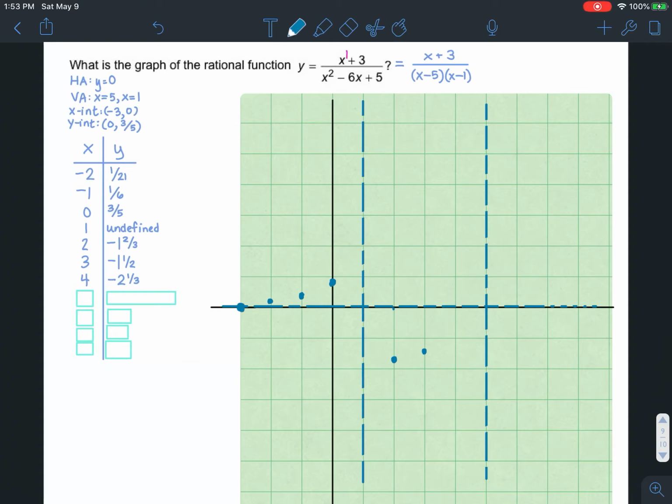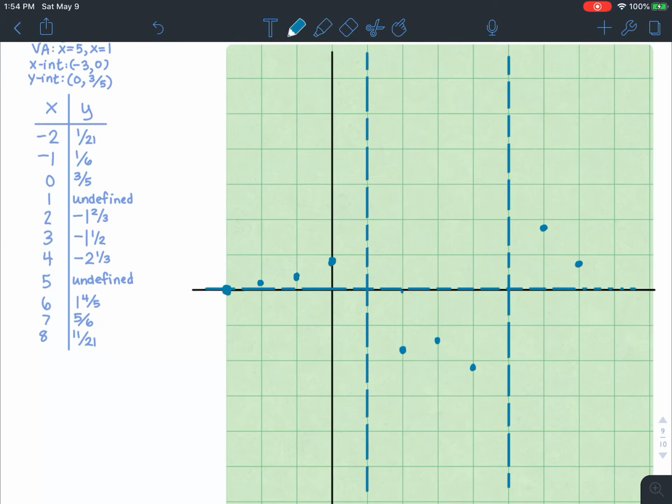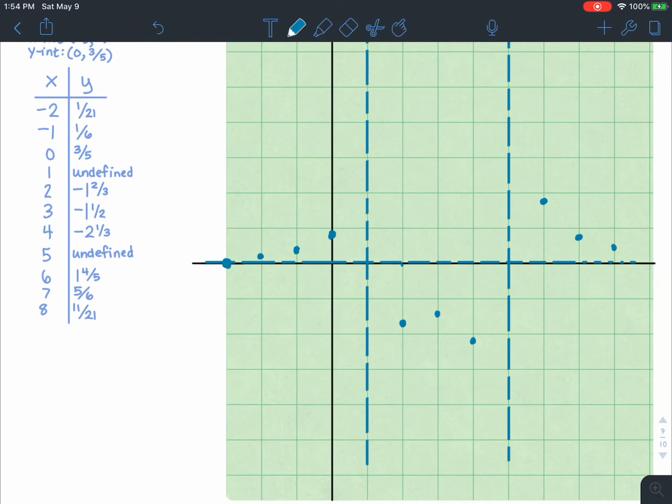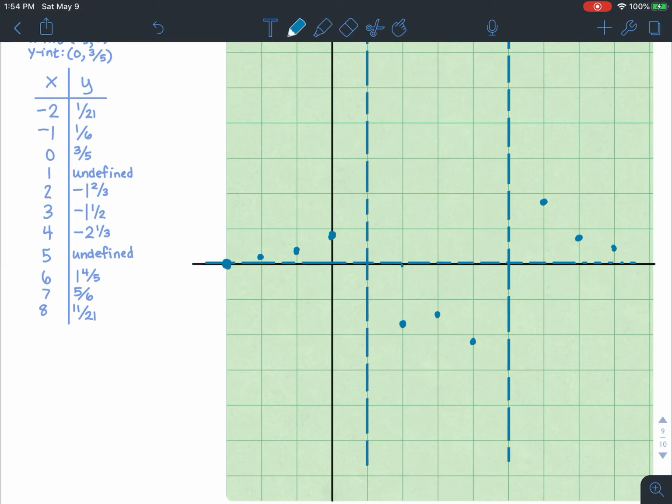When x is 4, -2 1/3. What's happening when x is 5? Undefined. When x is 6, I'm going to get 1 4/5. When x is 7, I'm going to get 5/6. So that's closer to 1. Oh, I slipped. And when x is 8, y is going to be 11/21. So that's just about a half, right? Because 11/22 would be a half. So just about a half. Now I have a better sense of what's going on.